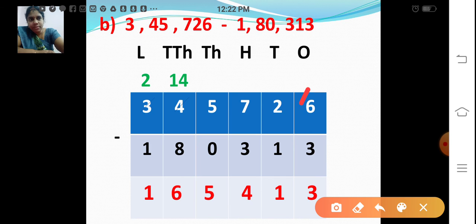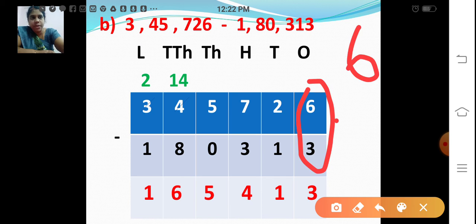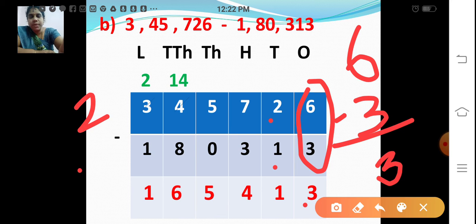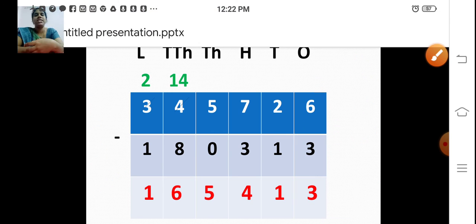6 minus 3. Start from number 3, count forward till you reach 6. After 3: 4, 5, 6. So 3. 6 ones minus 3 ones is 3 ones. Now let's move on to the tens place. 2 minus 1. 2 tens minus 1 ten. Start from number 1, count forward till you reach 2. After 1, 2. 2 minus 1 is 1. Write it down. Let's move on to the hundreds place now.